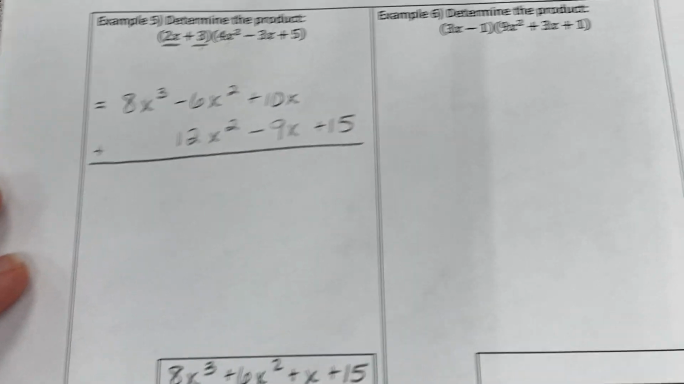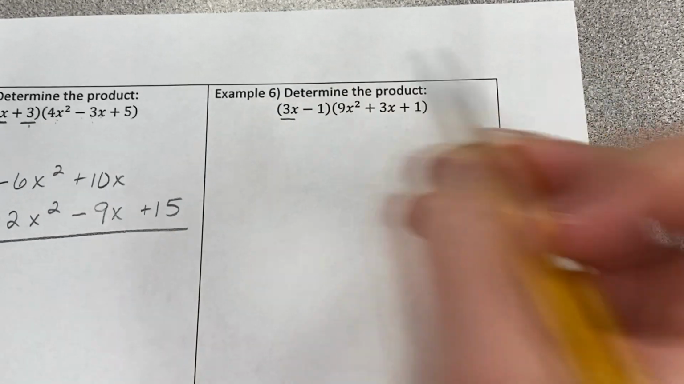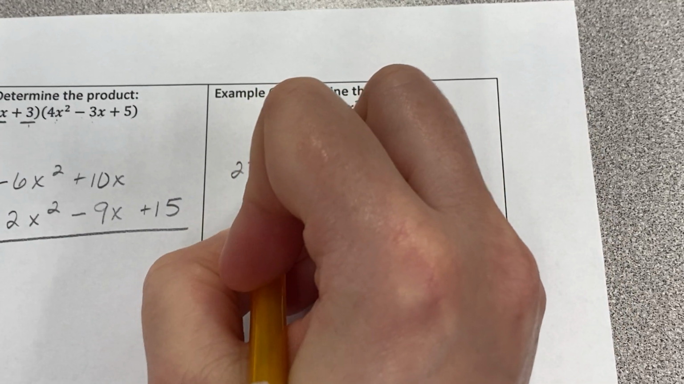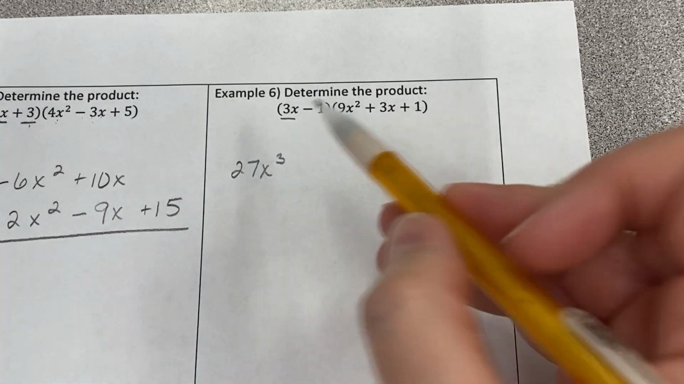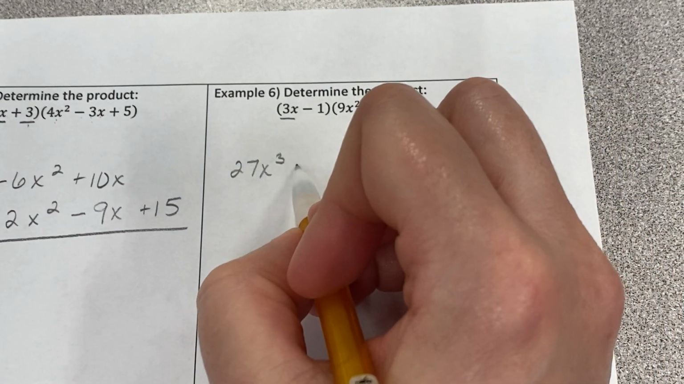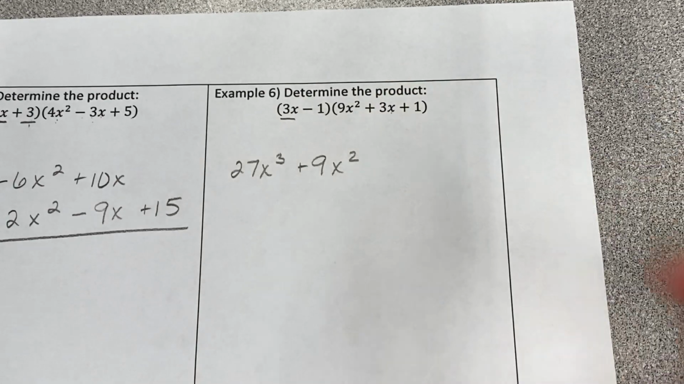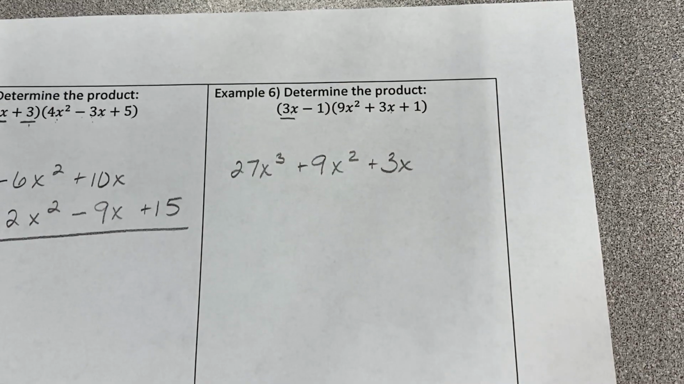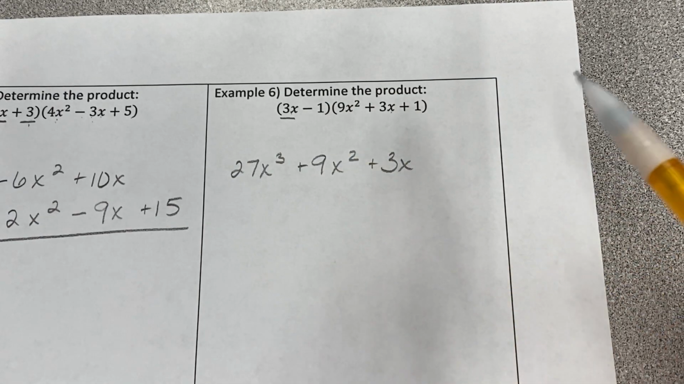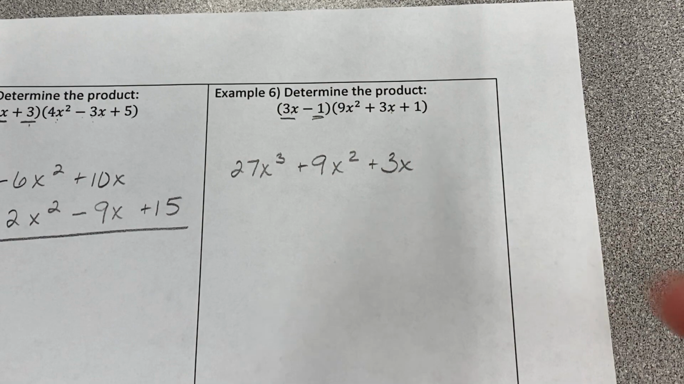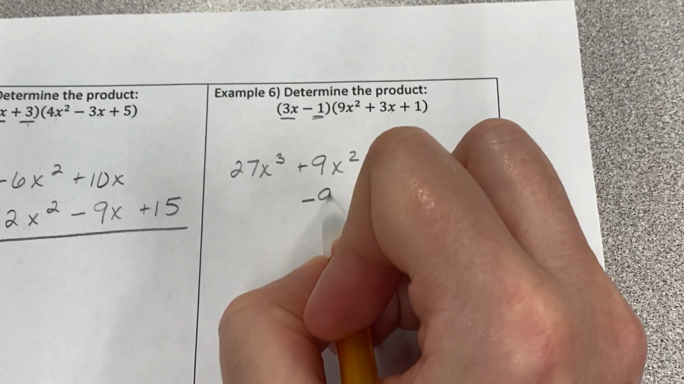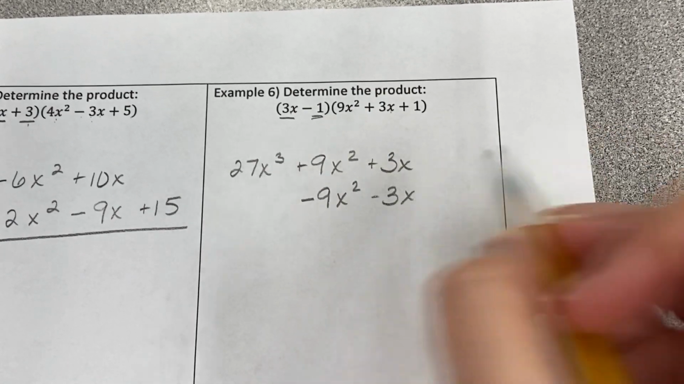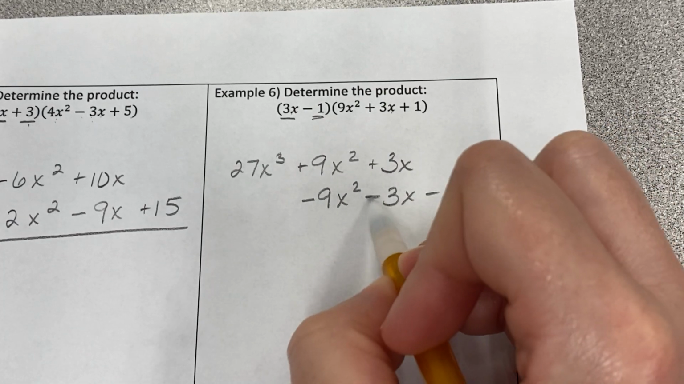All right, let's try another binomial times a trinomial. Distribute the 3x. So that gives me 27x to the 3rd. 3x times 3x is positive 9x squared, and 3x times 1 is 3x. Okay, I'm going to move down to the next line and line up my like terms. Negative 1, when I distribute that, will give me negative 9x squared minus 3x minus 1.